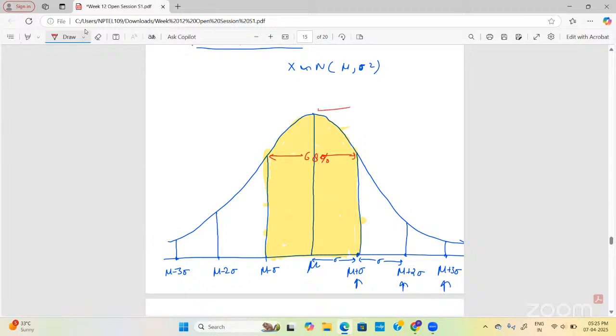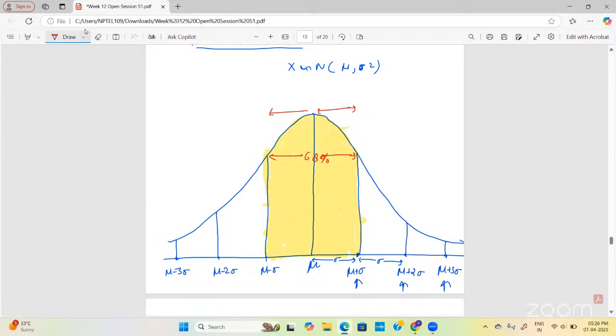So this portion will be half of 68%. And this will be half of 68%, because these two areas are symmetric to each other. So that will be 34, 34, but we are exceeding 100%, am I right? Oh, okay, sorry, 34 plus 34. So this is 68%, this yellow region.